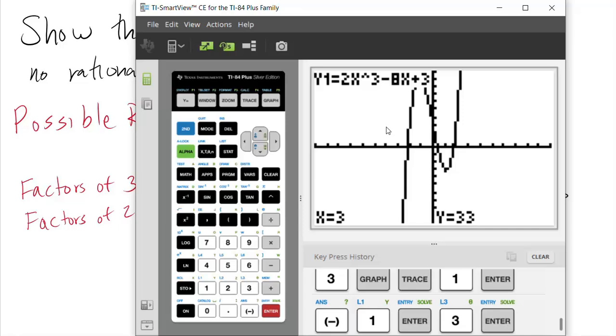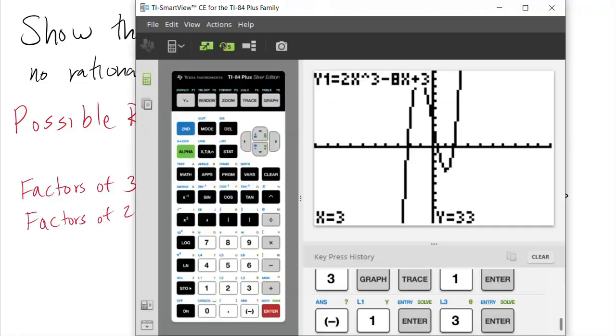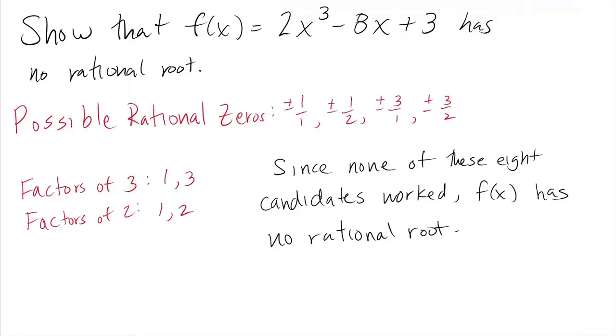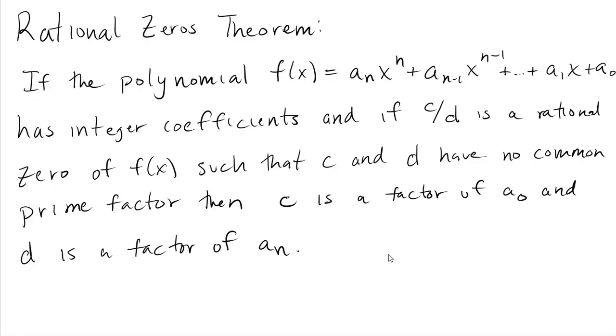It's not something we need to know. We were basically charged with showing that there aren't any rational roots. We don't actually care what they are in this example. Okay, so we looked at 2 rules for zeros of polynomials. We said that the complex zeros come in conjugate pairs. We said the rational zeros have to follow this strict rule from the rational zeros theorem.